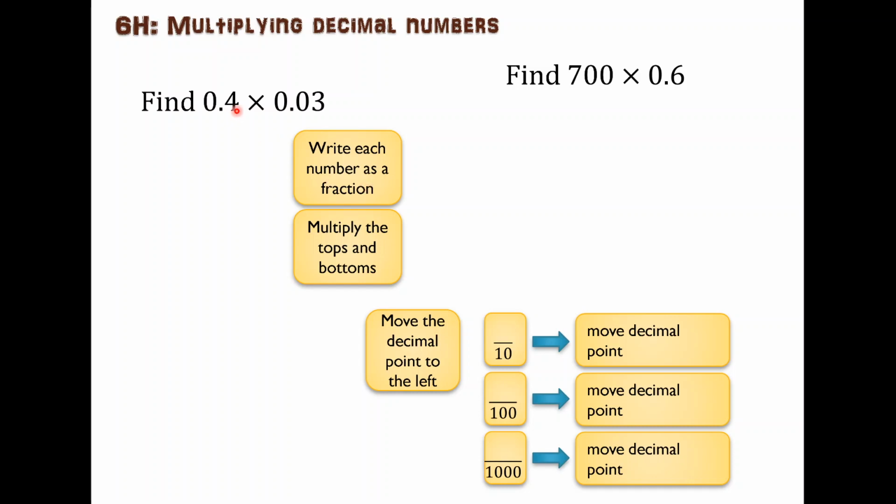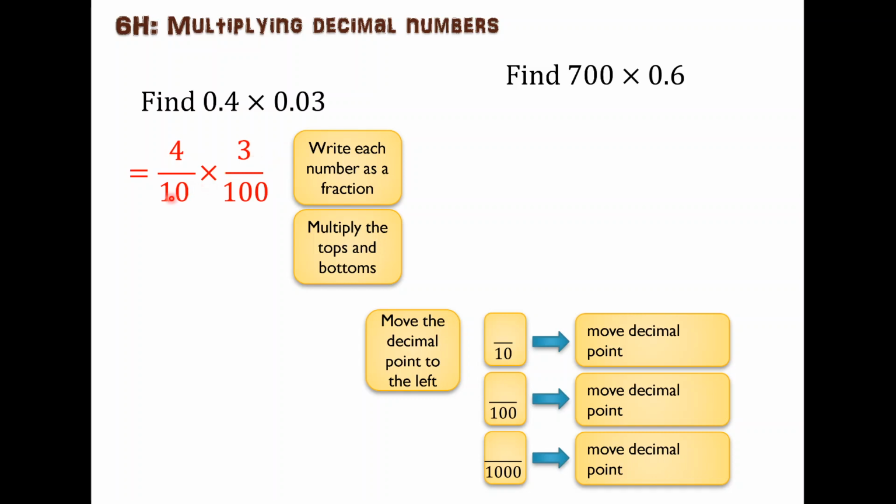So 0.4, to write that as a fraction, I can write that as 4 over 10. It's 4/10. There's a 4 in the tenths column here. And this number, I'll copy that multiplied down. This number is 3 out of 100. This is a 3 in the 100ths column.